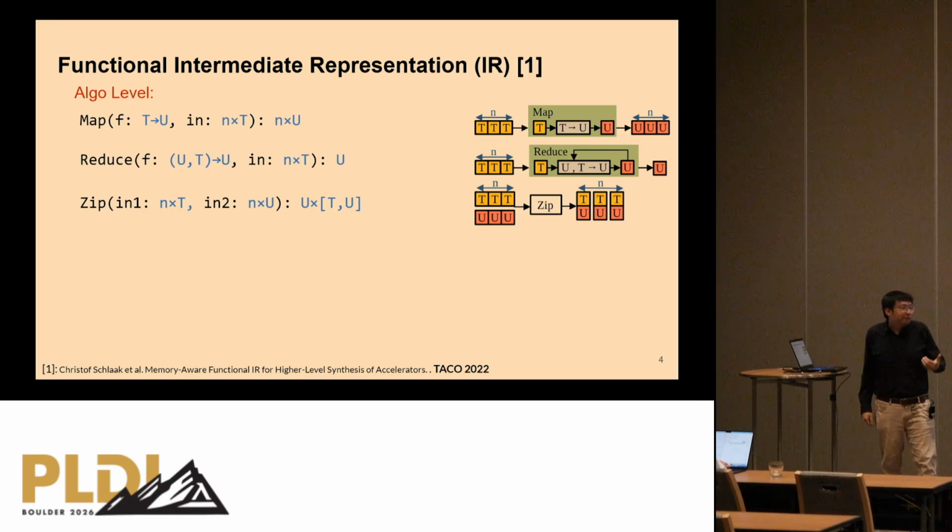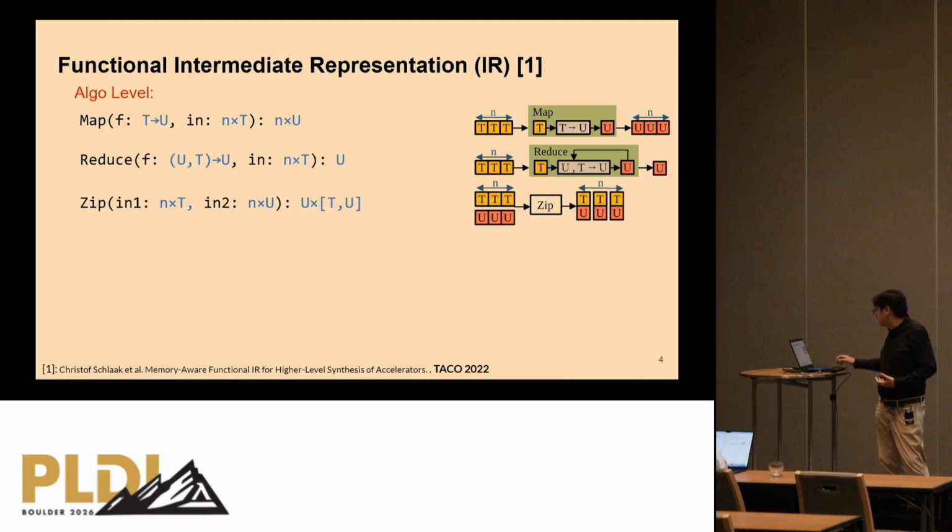This is the previous tool, as mentioned in another talk before. We have several primitives like map and reduce, which basically apply a function. For example, map applies a function to a sequence of inputs, and we have zip to group two arrays together one by one. At this level, we don't have information about hardware implementation.